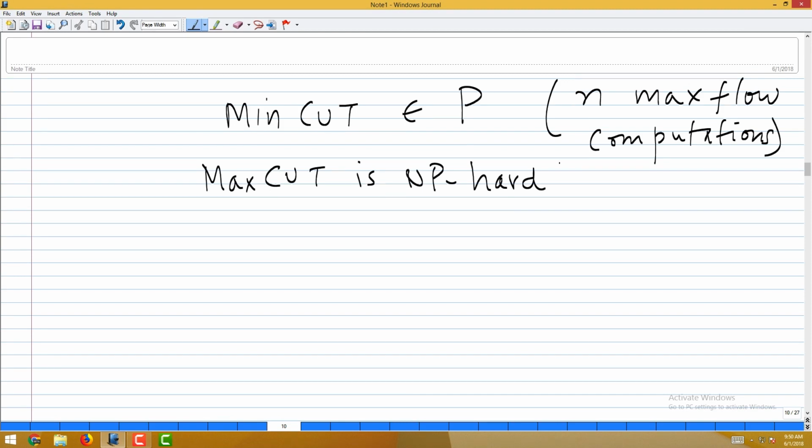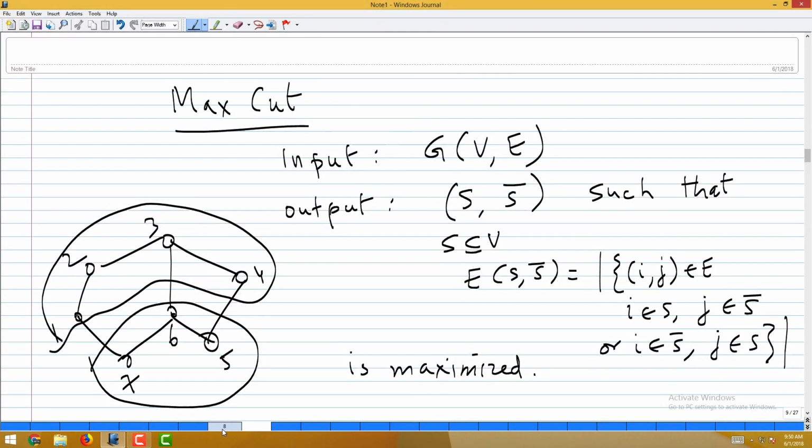So, what is the output we are looking for? That is why I always write it down. The output is a partition. Output is a partition among all such partitions. It is very important to be clear about what your input is and what the output is. I want, among all such partitions, that partition which maximizes the number of edges across.